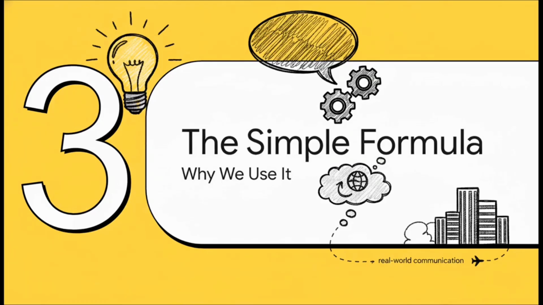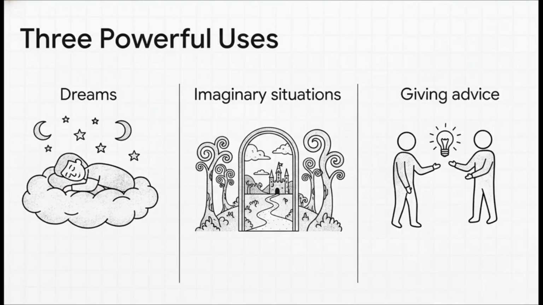Okay, so we've seen how to build it. We've got the formula down. Now for the fun part. Why do we even use it? What can we actually do with this thing in a real conversation? Well, it basically boils down to these three really powerful uses. We can use it to talk about our biggest dreams. We can use it to explore pretty much any imaginary scenario we can cook up. And this last one is super, super useful. We use it to give advice.